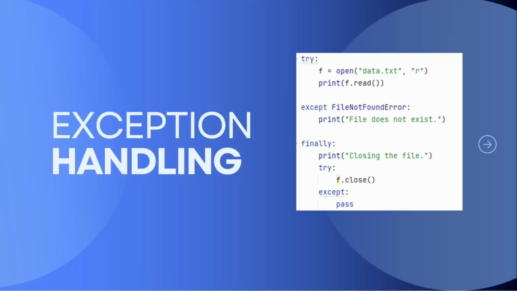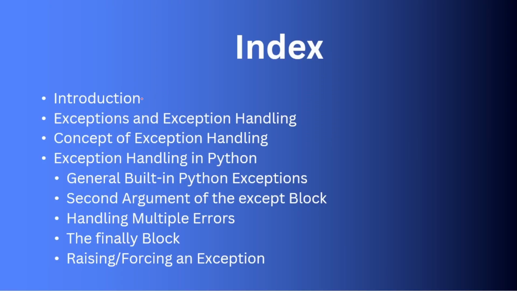So in this video, we'll be learning about chapter 6 of class 12th computer science, which is exception handling. So we'll be covering the following topics: introduction, exceptions and exception handling, concept of exception handling in Python, general built-in Python exceptions, second argument of the except block, handling multiple errors, the finally block, and raising and forcing an exception. Okay, let's get started.